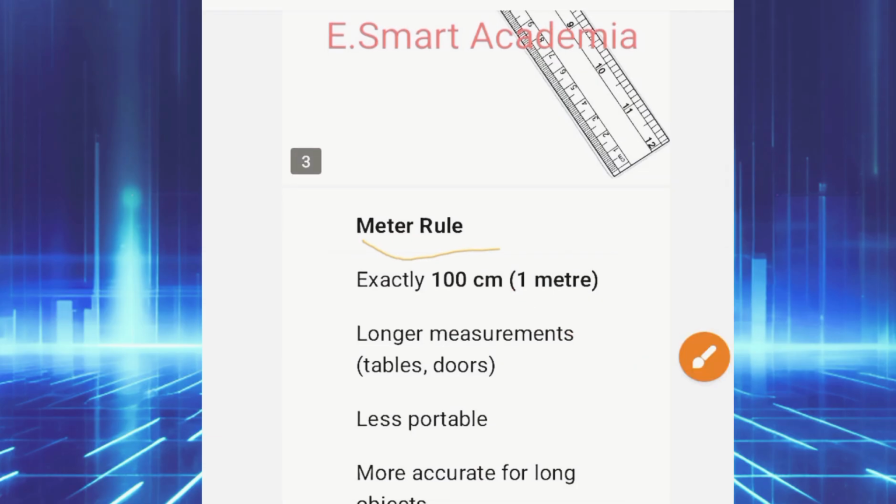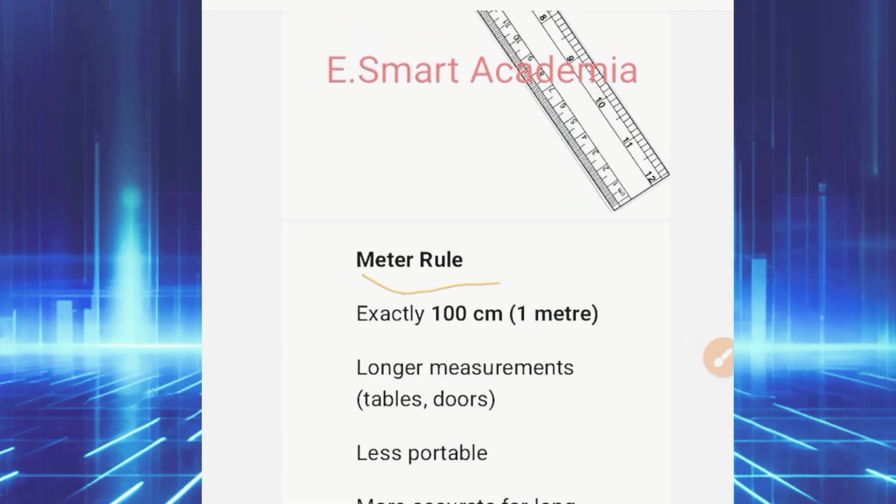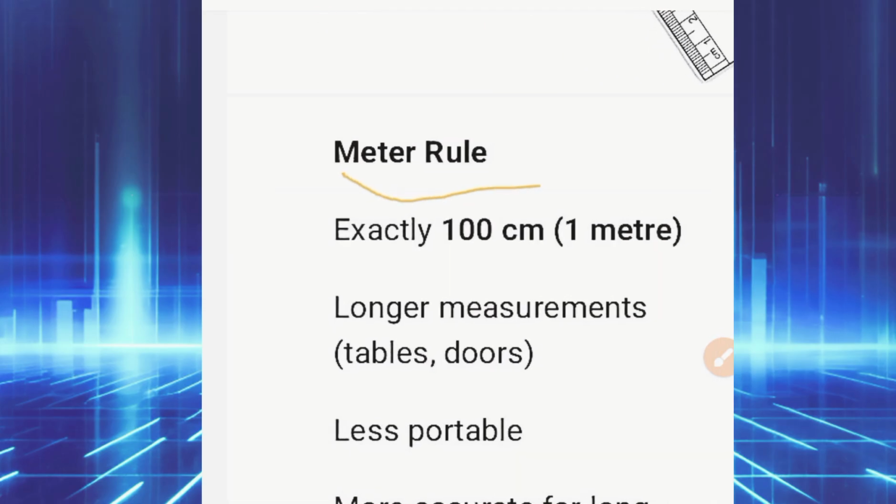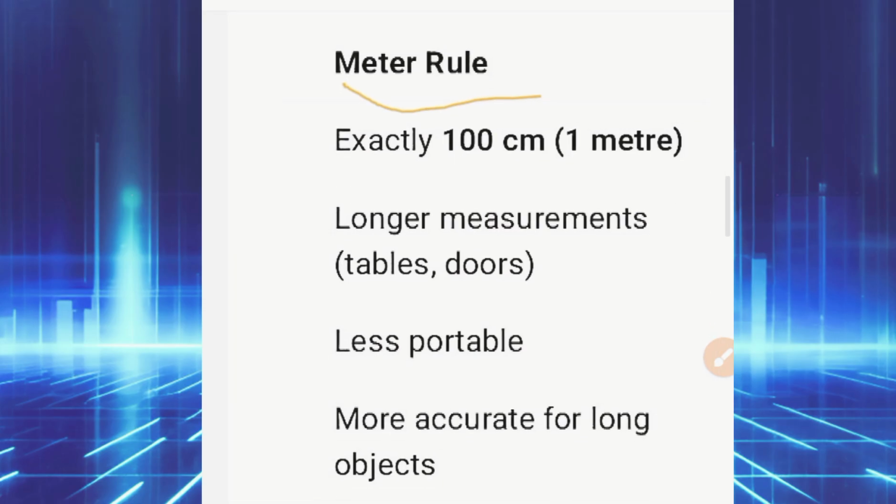So it is longer, it measures longer measurements like tables, doors, and it is less portable. It is not portable, right? So it is more accurate for long objects. When you are measuring longer objects, you have to make use of meter rule. Are you getting me now?